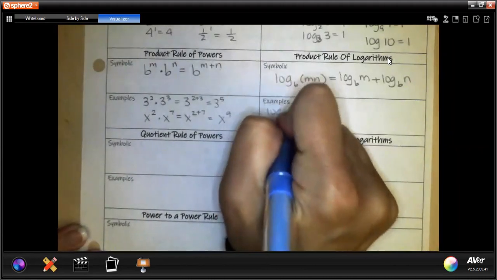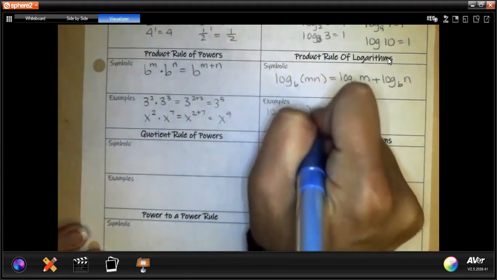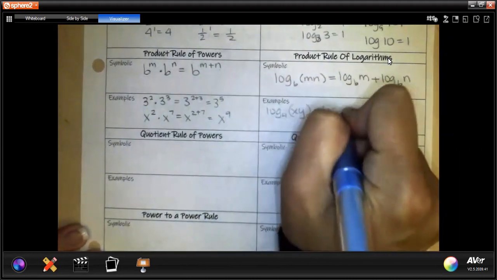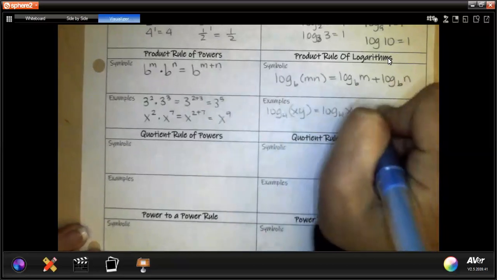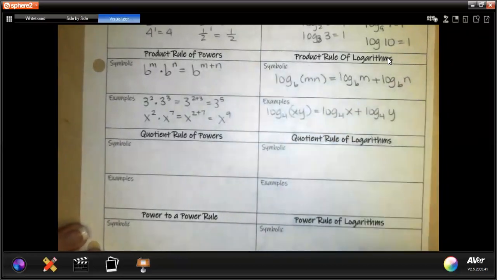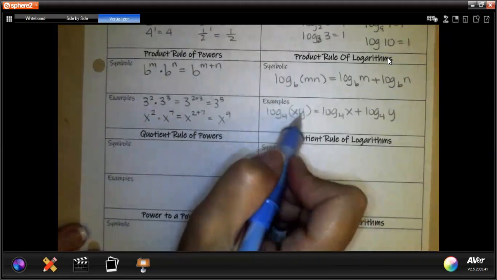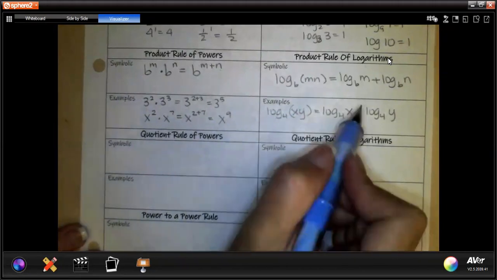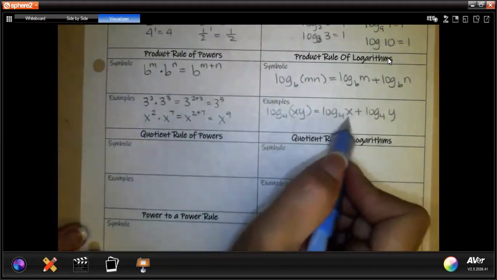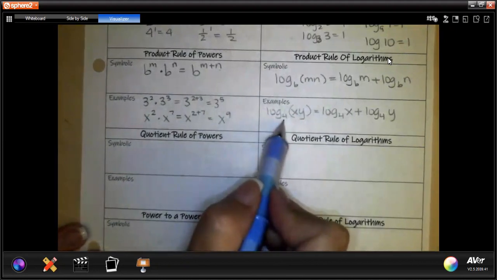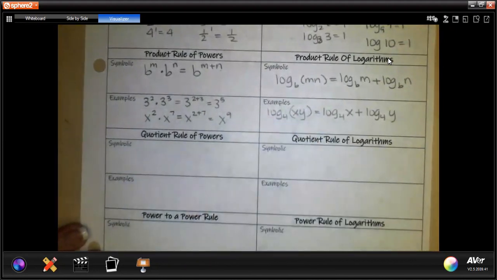So for example, if we have log base 4 of xy, that would be log base 4 of x plus log base 4 of y. So if they're multiplied in the argument, we add the log of each. Notice it's the same log. So log base 4 is log base 4 on both of these.